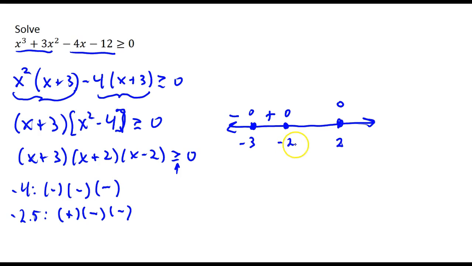Okay, let's try a point between -2 and 2, say 0. 0 plus 3 is positive. 0 plus 2 is positive. 0 minus 2 is negative. Positive times negative is negative.